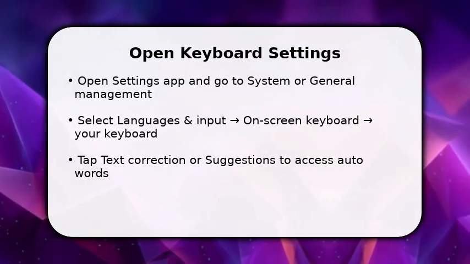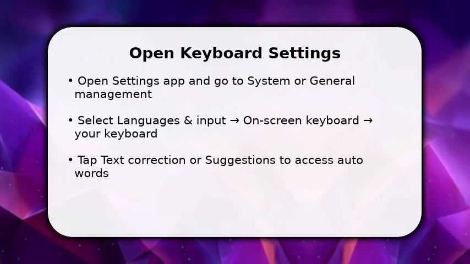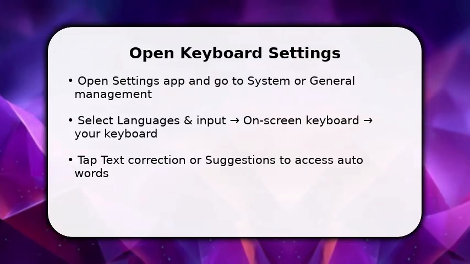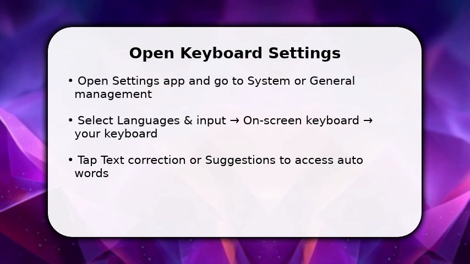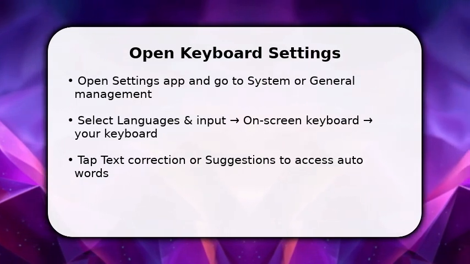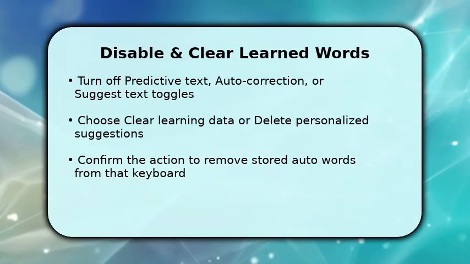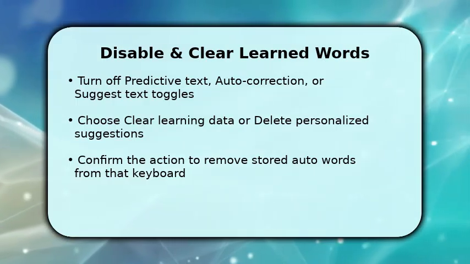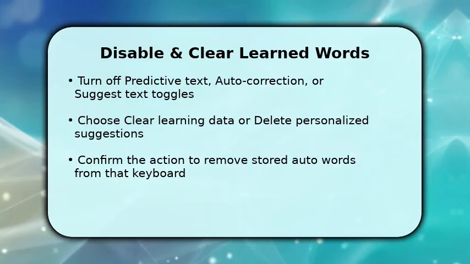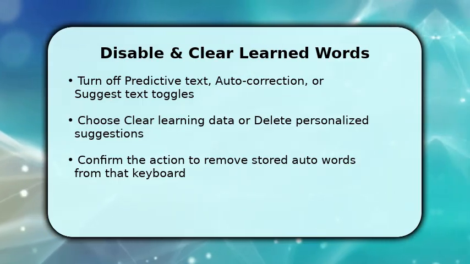You're doing this first because disabling here prevents new auto words from appearing while you clear the existing list, making the following steps effective and immediate. Now you disable the features that generate and reuse auto words so they stop suggesting bad entries. Turn off predictive text and autocorrection. Make sure any suggestion toggles are off.